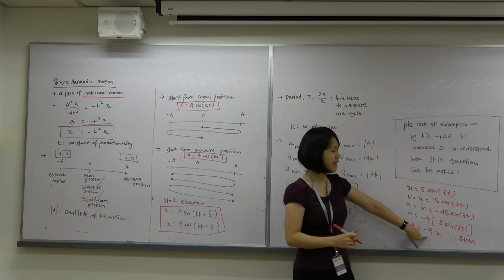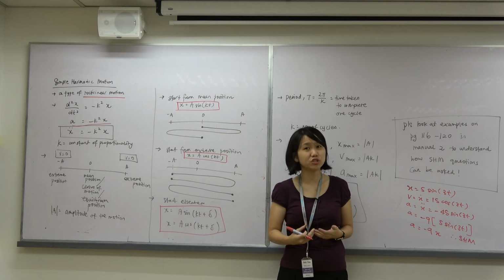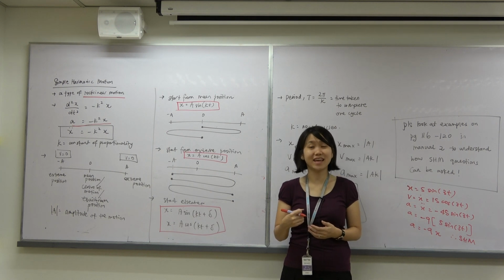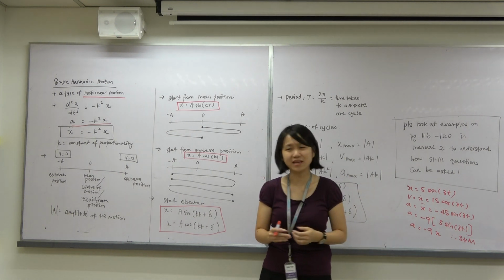So what is the 9 over here? 9 is simply k square, and k square is the constant of proportionality. If you solve k square equals 9, you're going to get k equals 3, and you will see that k equals 3 is simply the number of cycles. We are going to talk about that later.